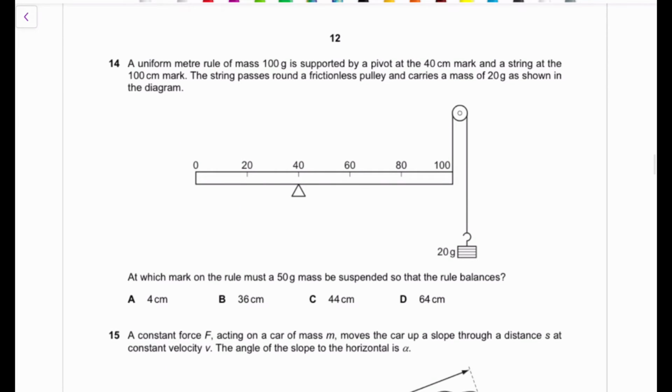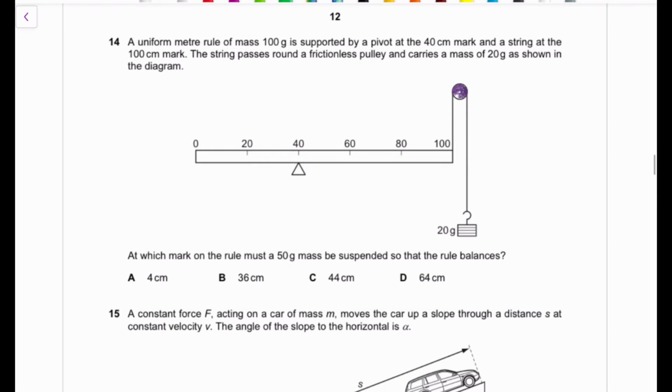We'll be given a uniform meter rule of mass 100 grams that is supported by a pivot at the 40 centimeter mark and a string at the 100 centimeter mark. The string passes through a frictionless pulley, so this is our pulley, very important, and carries a mass of 20 kilograms as shown. At what mass on the ruler, mass at 50 grams, must be suspended so that the ruler balances.